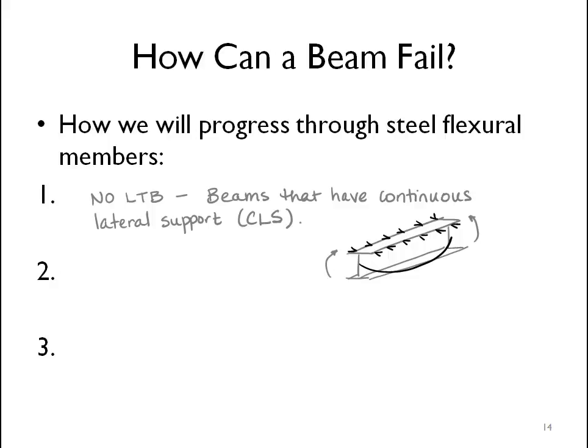Now, as we figure out some of the fundamentals for flexure, we're going to start removing that continuous lateral support, and we're going to consider what happens when we do have lateral torsional buckling. So our next step will be to consider the case of lateral torsional buckling, and we're going to continue looking at beams that have braces, but we're going to spread those braces far enough apart such that we do have to worry about buckling occurring in between those brace points.